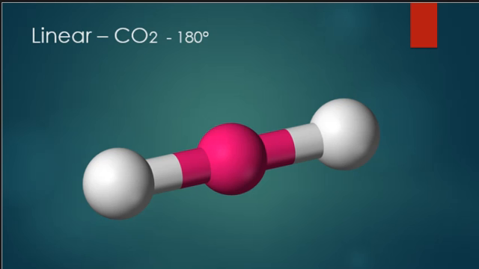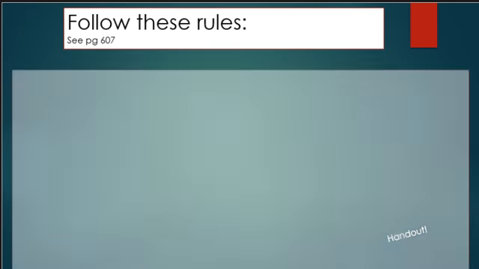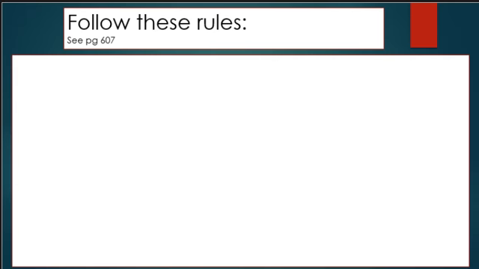Okay, now we actually are going to take and apply these to some more stuff. So these are rules. This is on the bottom part of your handout right here. In order to find out what shape something is, you're going to follow these rules. You'll see them written right here. First thing you're going to do, we're going to draw the Lewis structure. Yikes. Okay, we've got to do that first.